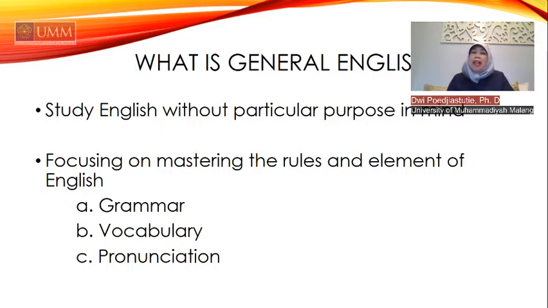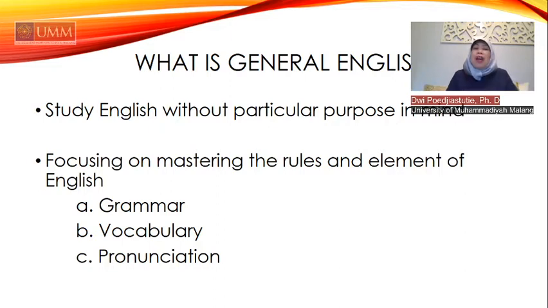But when you study English for general purposes, it means you study without particular purposes in mind, and especially it is not related to your job. So you just want to study English for the sake of understanding English, and then if you are interested, you can go deeper and deeper.